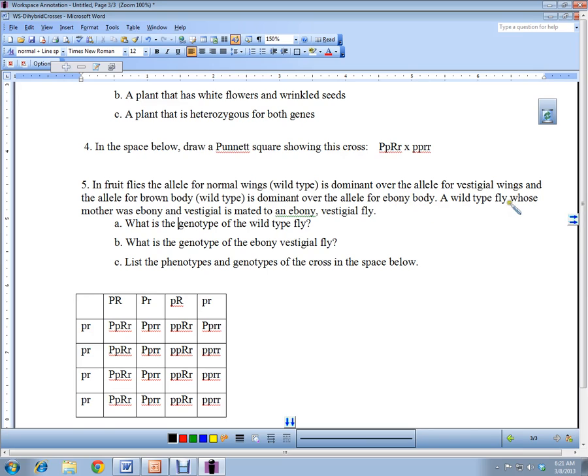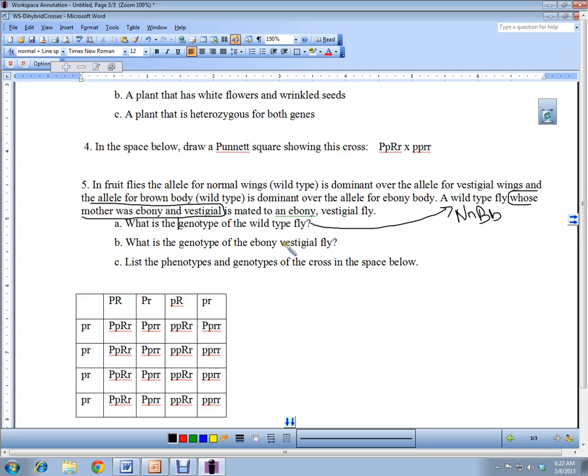A wild type fly, and then let's separate this out here, whose mother was ebony and vestigial. So we're talking in letter A about this wild type fly. Because he's wild type, we know he's showing the dominant big N for normal wings and big B for brown body. Okay? But it tells us his mother was ebony and vestigial. So if the mother had vestigial wings, she was homozygous recessive, which means she had to pass on the recessive trait to this wild type fly. So here is our wild type fly. That's the answer to A.